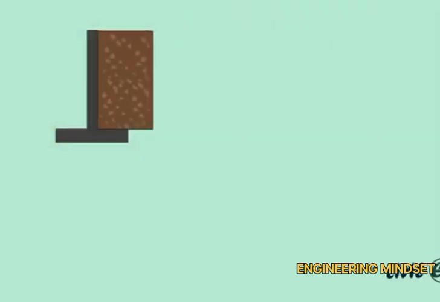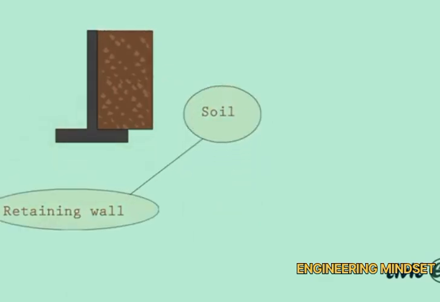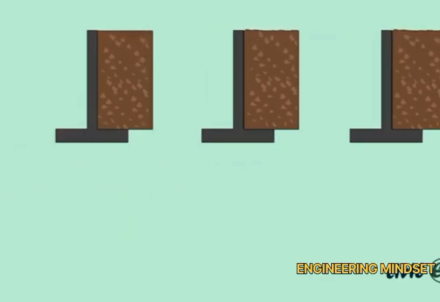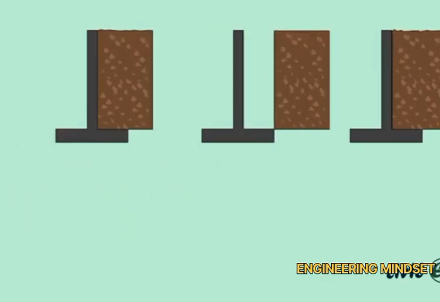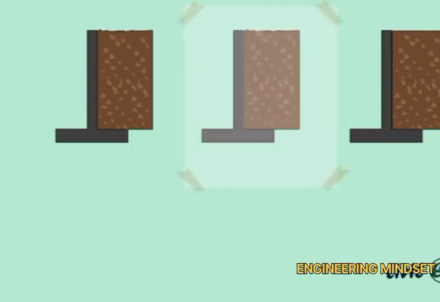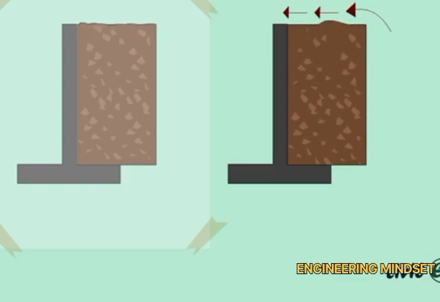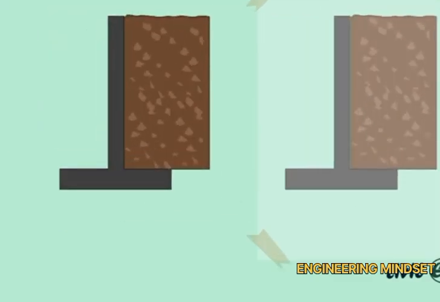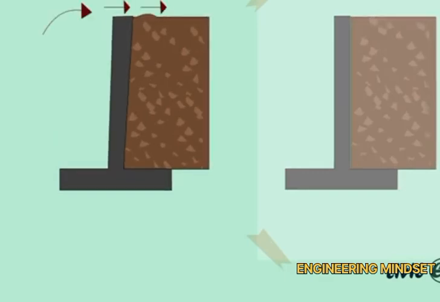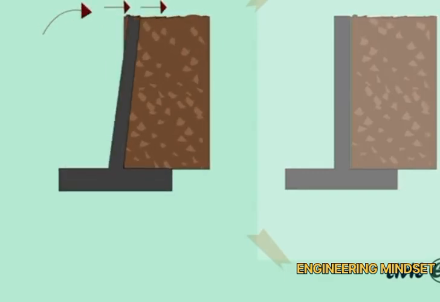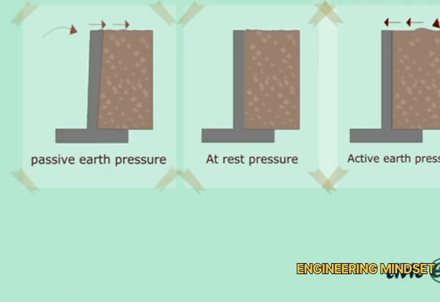Imagine if we had a retaining wall placed next to the soil. The effects of the soil on the retaining wall will be defined by three conditions. First, if the wall has minimal to no contact with the soil, we call this condition the soil at rest. If the soil moves towards the wall, the stress that develops would be referred to as active earth pressure. If the opposite occurs, meaning the wall moves towards the soil, this is referred to as passive earth pressure.